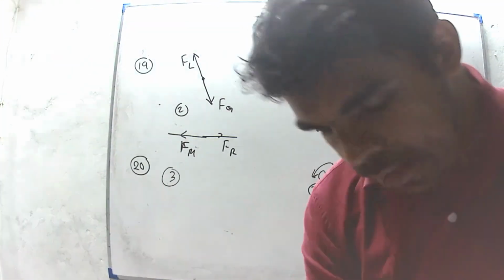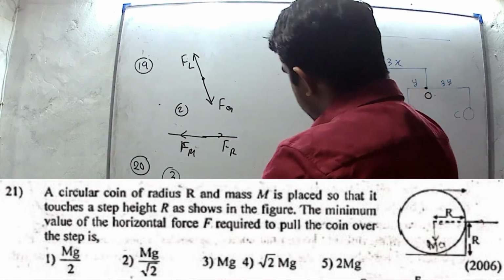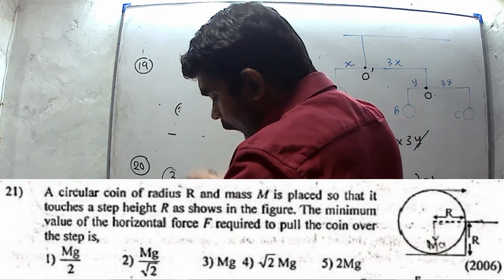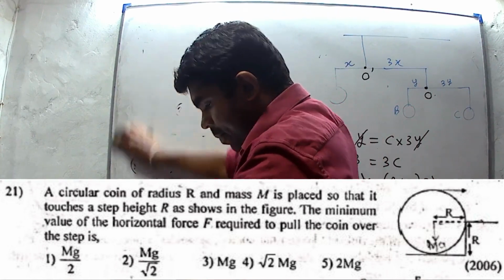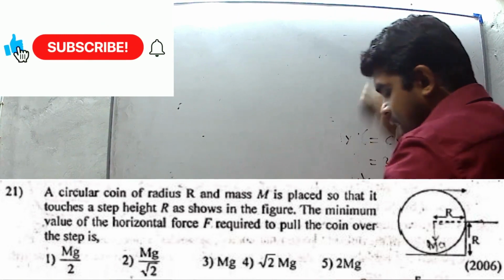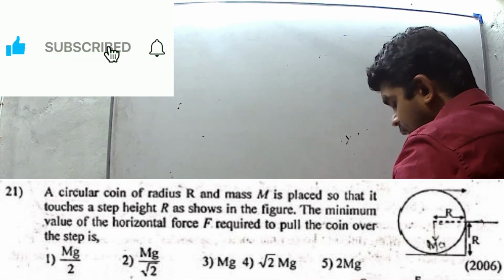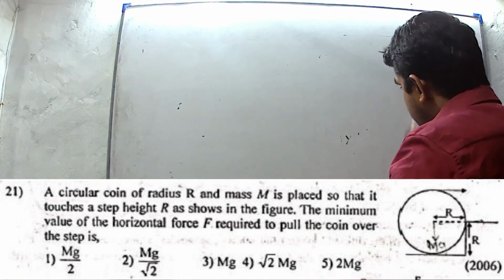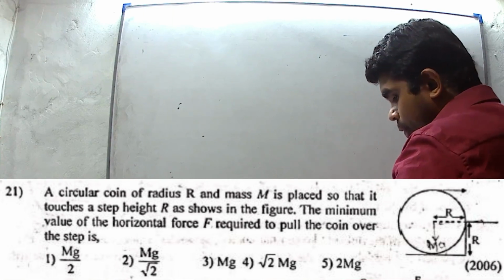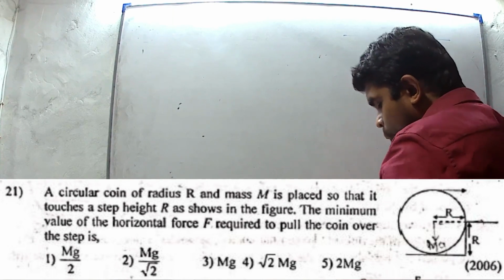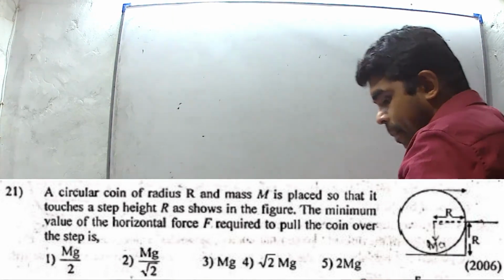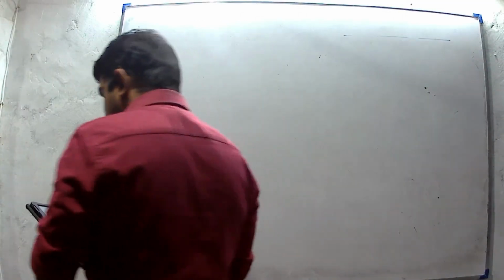Question number 21. A circular coil of radius r and mass capital M is placed so that it touches a step of height capital R, as shown in the figure. The minimum value of the horizontal force required to pull the coil over the step is? We have to find the minimum force.